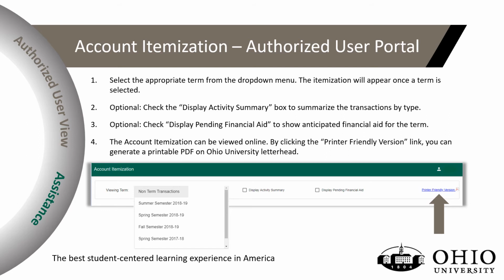By checking the display activity summary box, the account itemization will summarize like transactions by removing the dates. Check the display pending financial aid box to show any financial aid that has yet to disburse to the student account for the selected term. The account itemization can be viewed online. By clicking the printer-friendly version link, you can generate a printable PDF on Ohio University letterhead.